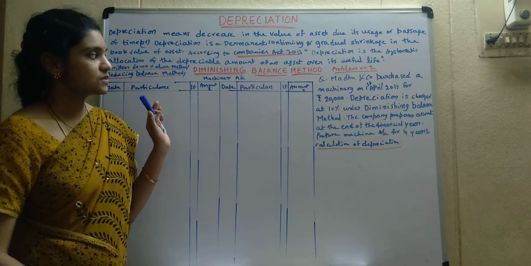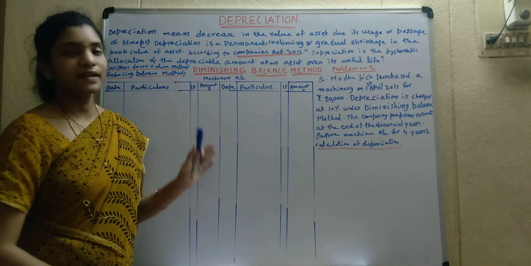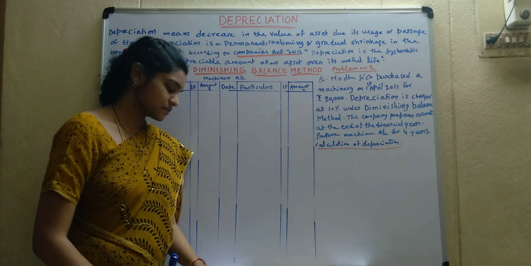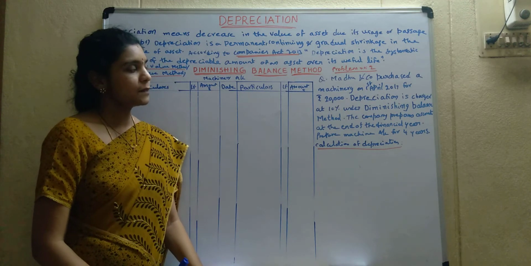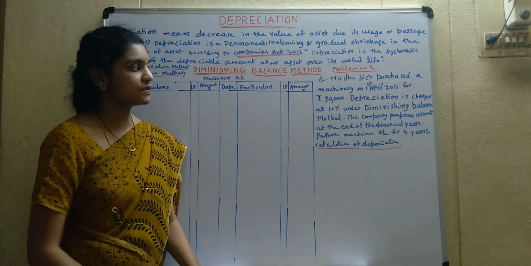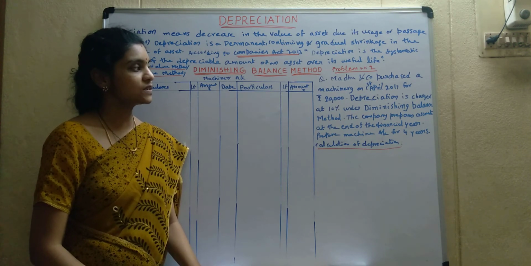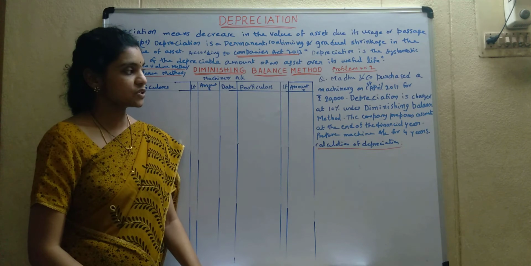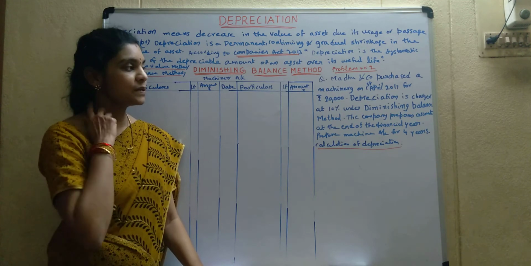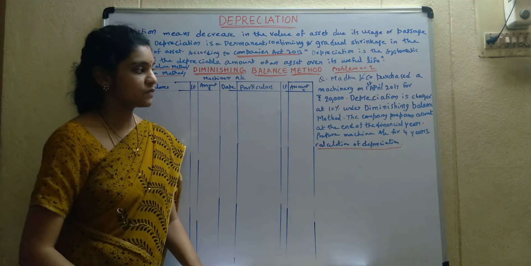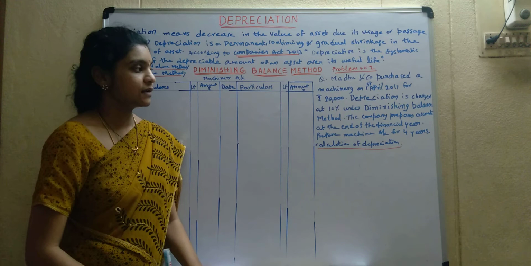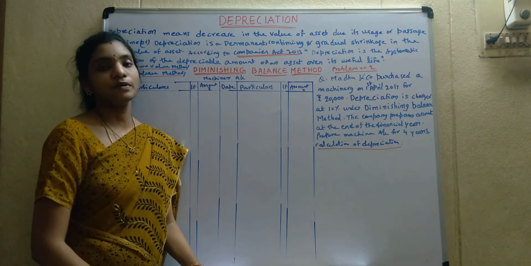Shall we enter into the problem? Madhu and Co purchased a machinery on 1st April 2017 for rupees 20,000. Depreciation is charged at 10% under the diminishing balance method. The company prepares accounts at the end of the financial year. Prepare the machinery account for 4 years. This is the problem.